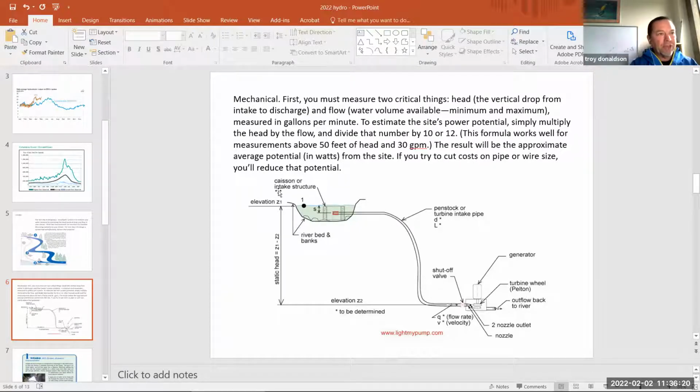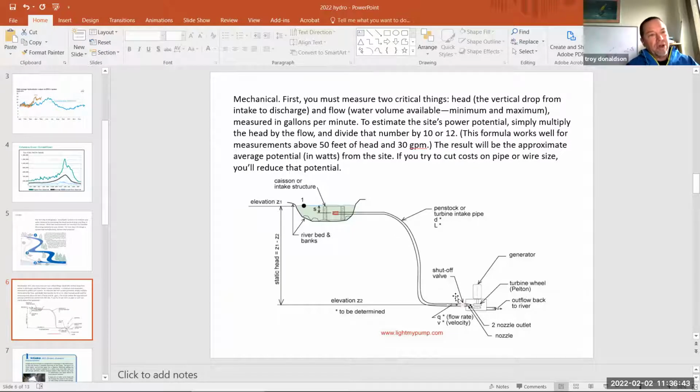We have to have some kind of reservoir. So we can make this on the edge of a stream. It'll collect the water, and then it's going to go into a caisson or some kind of intake structure. And that's going to keep rocks and fish and everything else out of there and allow the water into the penstock. So once it comes in, it obviously comes down.